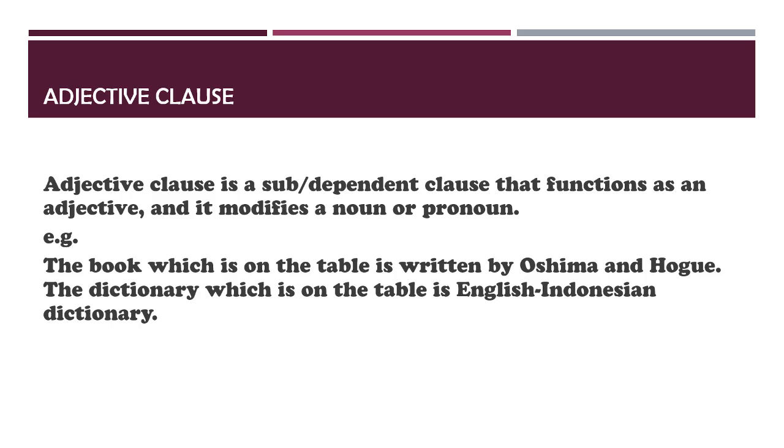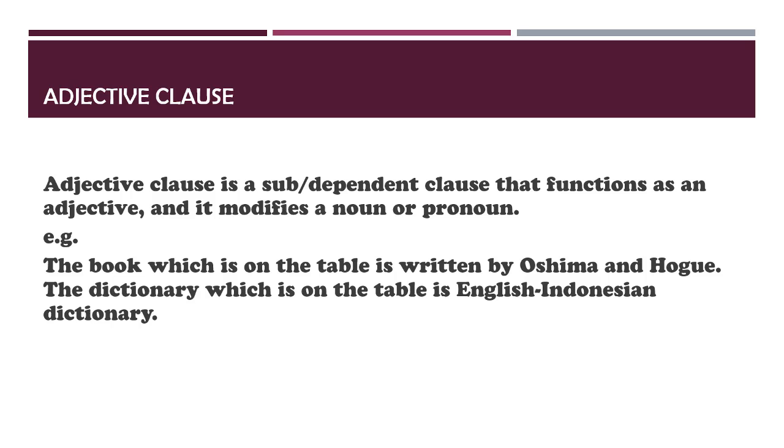In an adjective clause, this clause modifies the noun. Like in the examples, in the first example, the clause modifies the book, while in the second example, the adjective clause modifies the dictionary.